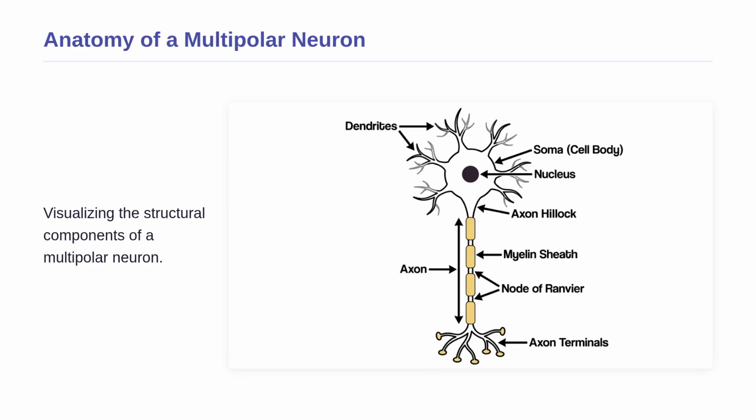Before we move on to the biophysics, let us see this anatomy with a concrete visual. Here you are looking at a multipolar neuron. At the top, you can see the branching dendrites extending from the central soma, which houses the dark circular nucleus. Notice the axon hillock, the cone-shaped region where the soma tapers into the axon. Moving down the axon, you can clearly see the segmented yellowish myelin sheath wrapping around it, interrupted by the small gaps, which are the nodes of Ranvier. Finally, at the bottom, the axon splits into multiple axon terminals, ready to pass the signal to the next cell.